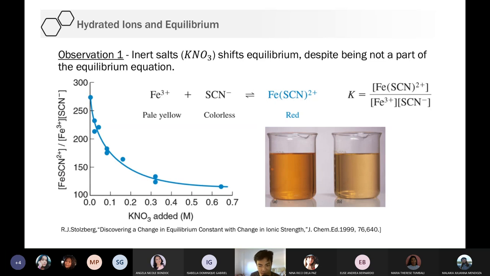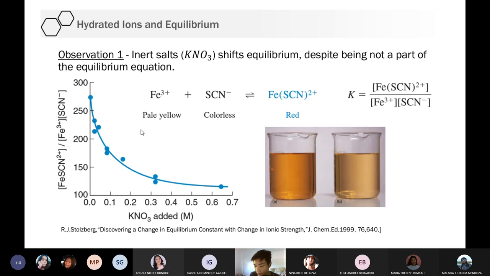Despite not being a part of the equilibrium equation. Diba ang weird? Bakit? If you write the equilibrium constant for this reaction, ito yon. Asan dyan yung potassium ion and nitrate ion? Wala. Pero experimentally speaking, this is the graph of the reaction quotient and the molarity of potassium nitrate added. Nangyayari daw, kapag nag-add ka ng ibang ion sa iyong equilibrium species, the reaction quotient or the equilibrium constant is being shifted. So nagbabago siya, depending, to the left, to the right. So, ganun daw yung nangyayari.